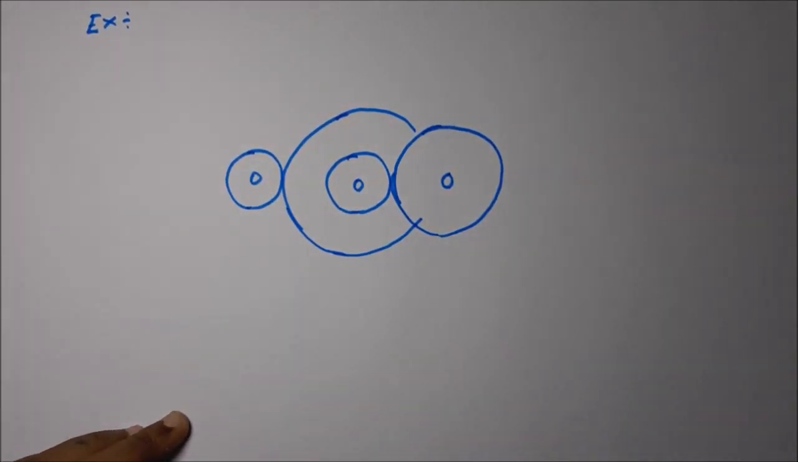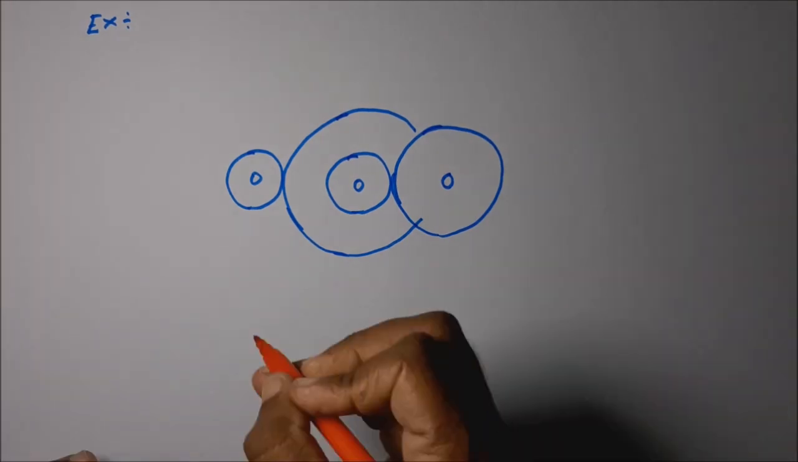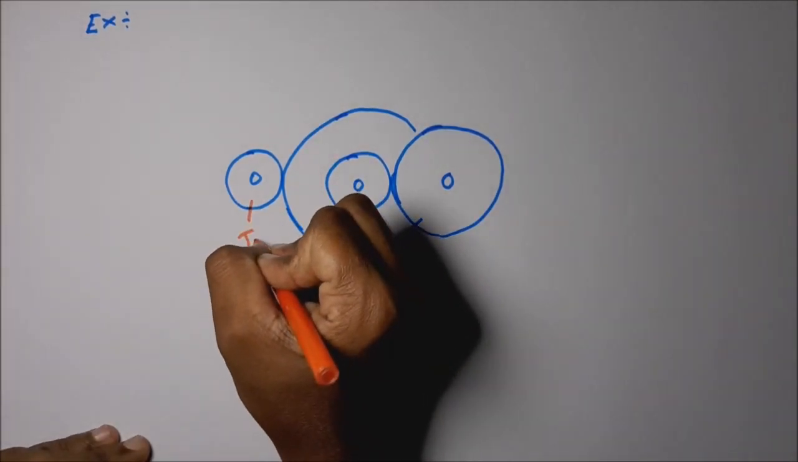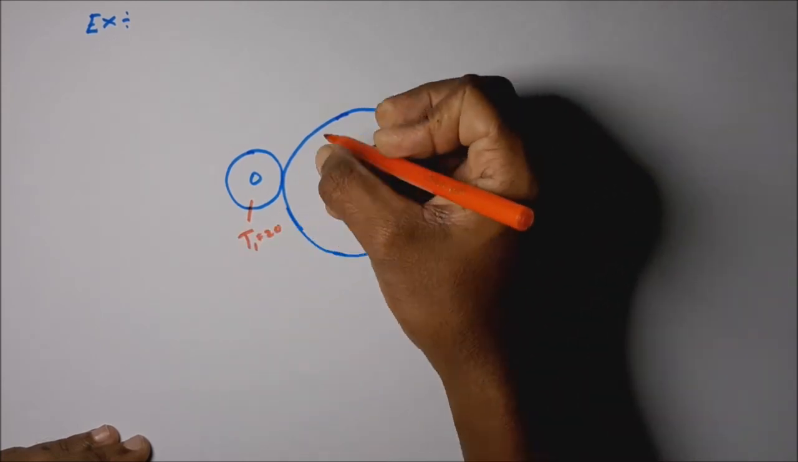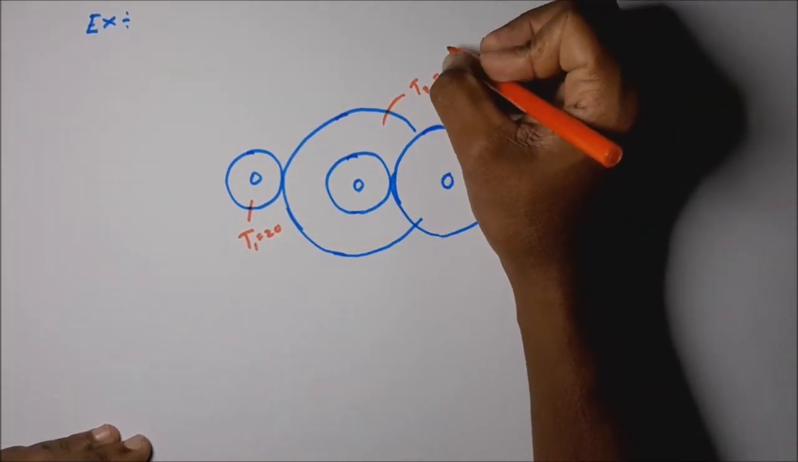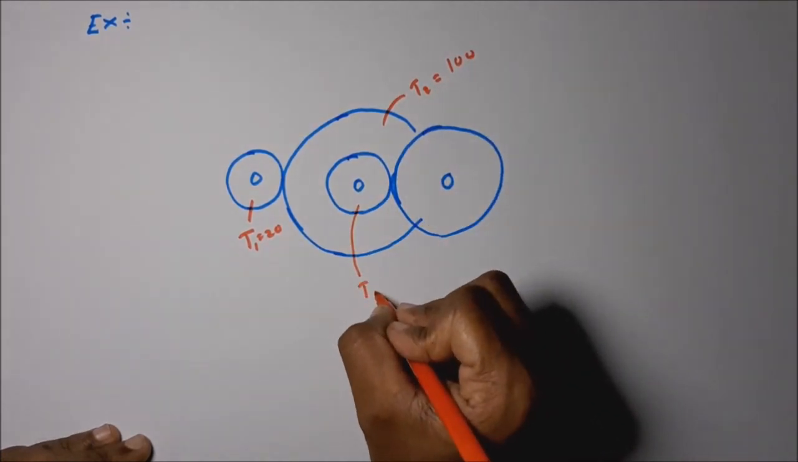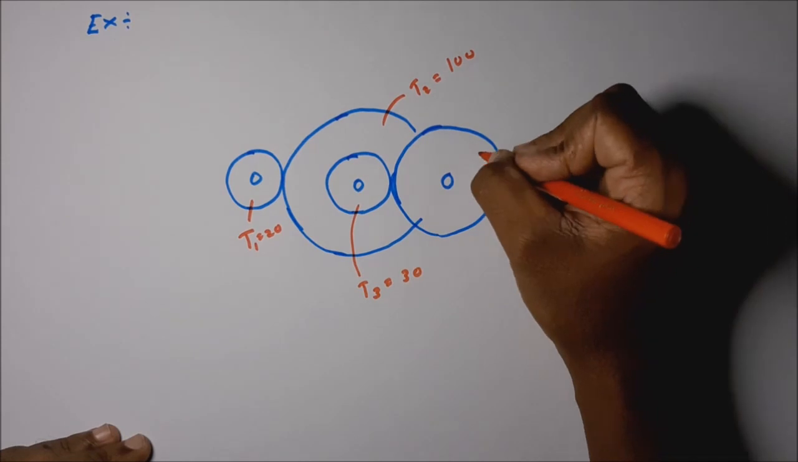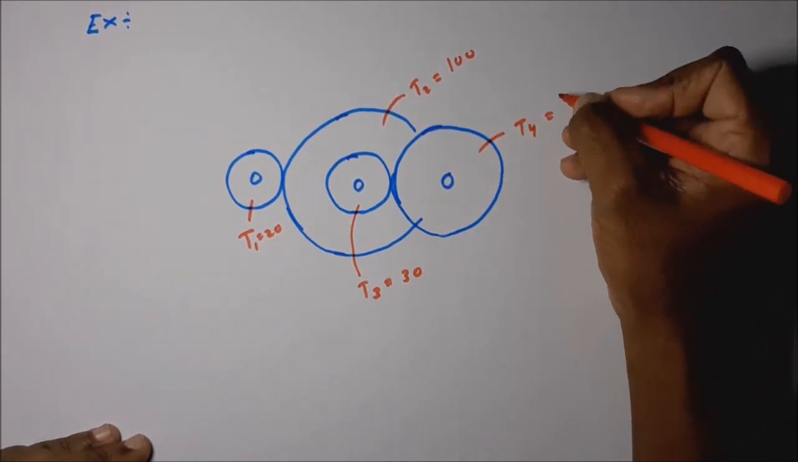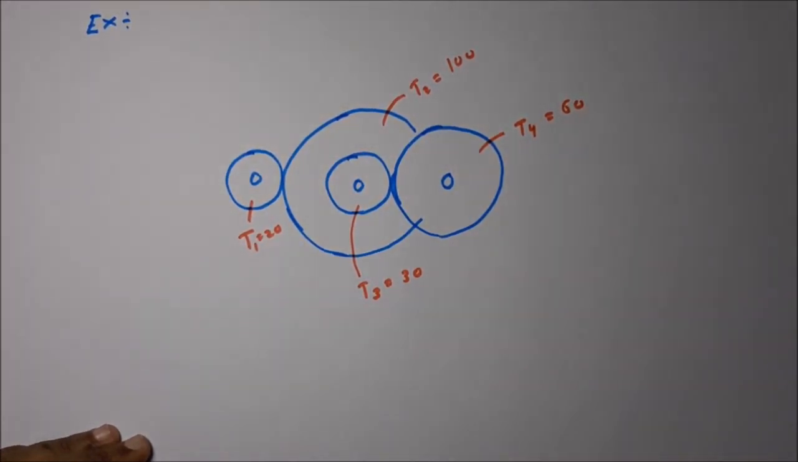Okay, then this one is having T1 equal to 20, T2 equal to 100, T3 equal to 30, T4 equal to 60. Then how to solve this problem? Same thing, I'm going to use the basic method of the equations.